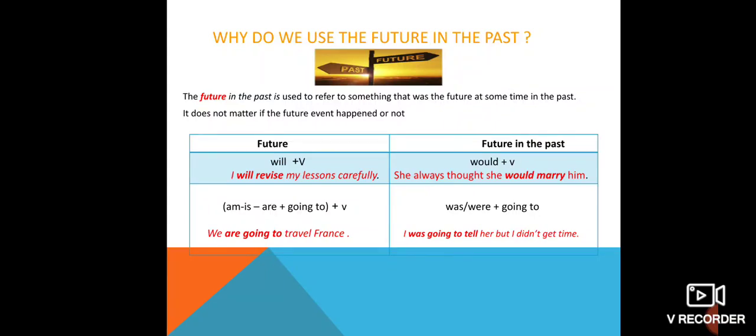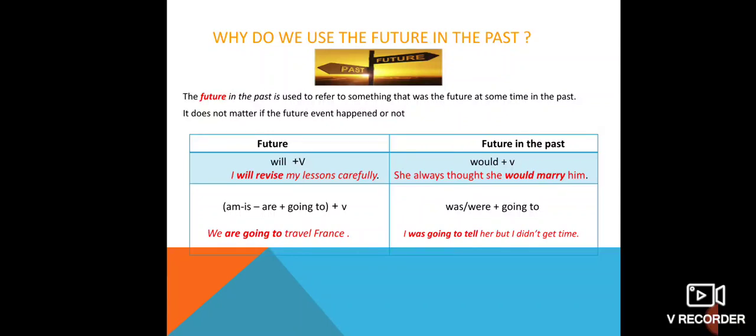As you can see, we use will plus the verb to refer to the future. For example, I will revise my lessons carefully, an action that will happen in the future. On the other hand, we use would plus the verb in a noun clause to refer to past plans or intentions. For example, she always thought she would marry him.